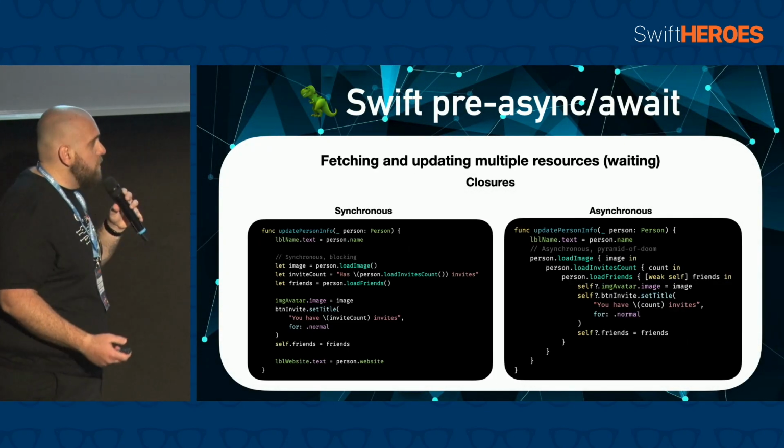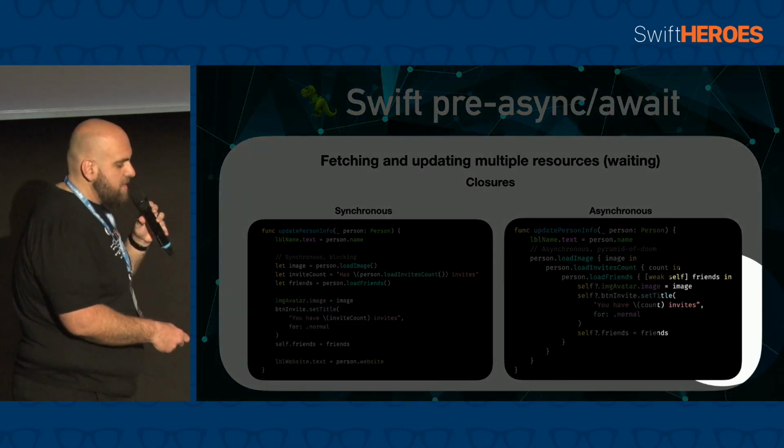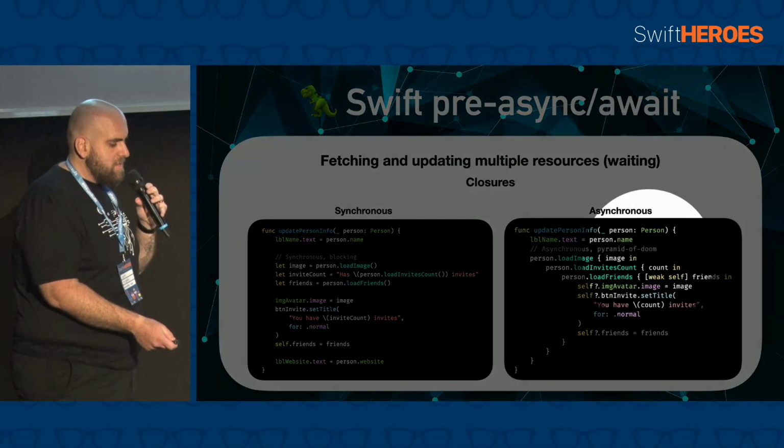What happens when I want to update multiple pieces of data? So for example, here on the left, I have this same synchronous variation.